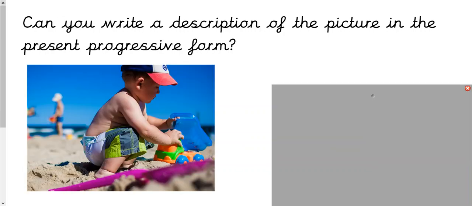Have a look at this one. Can you write a description of the picture in the present progressive form again? So you've got a little boy, got a hat on, he's got a toy car there. He's on the beach. There's a sea in the background, there's another child there in the background. So pause the video, see if you can write a present progressive sentence about this picture.